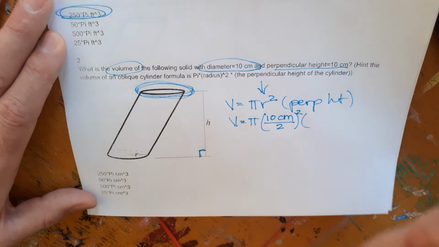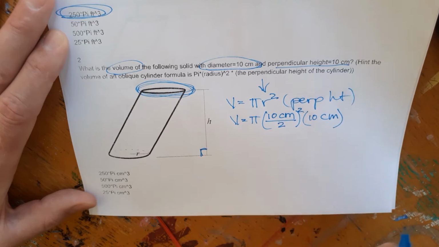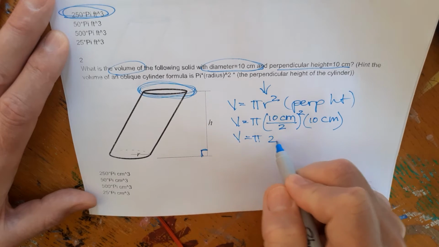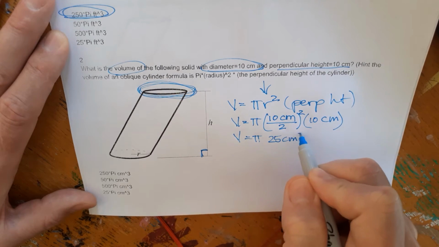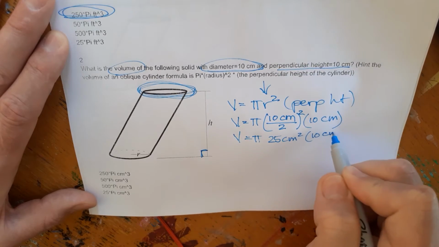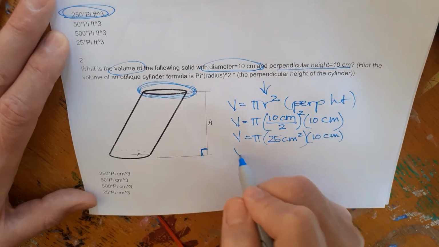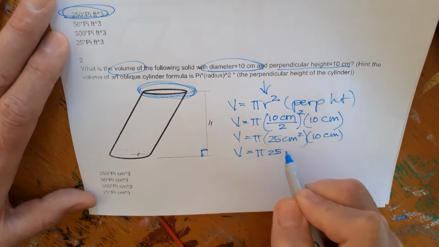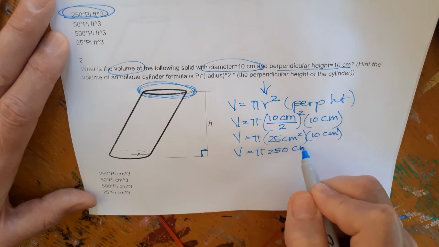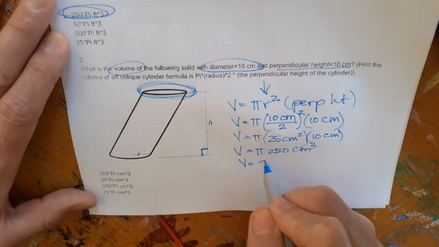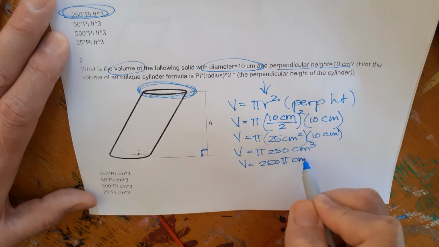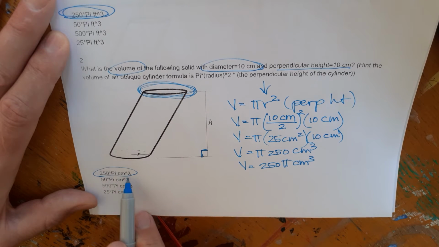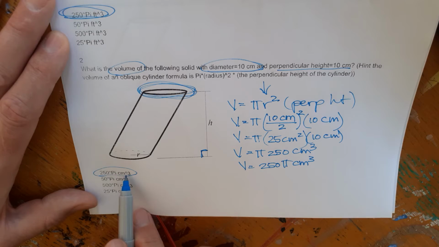And the perpendicular height of 10 centimeters. V equals pi, 10 divided by 2 is 5 squared is 25 centimeters squared, times 10 centimeters. And maybe I'll just use some parentheses to help my eyes focus on multiplication. 25 times 10 is 250. Centimeters squared times centimeter to the 1 is centimeters cubed. So sure enough, 250 pi centimeters cubed. Notice the centimeters caret 3, right? The caret's used when you type power.